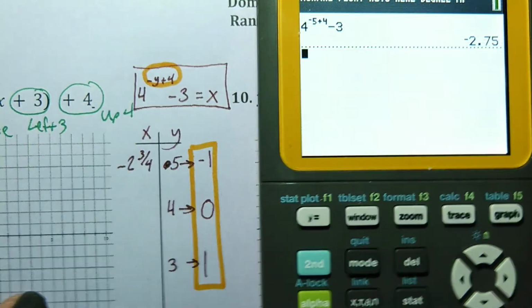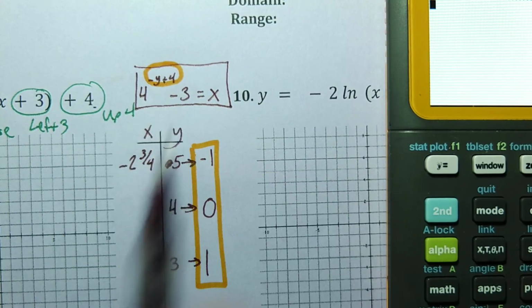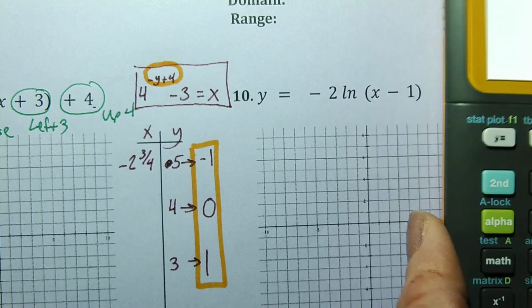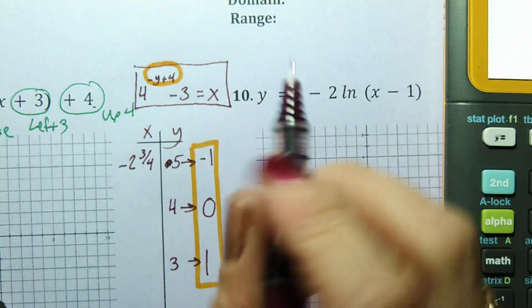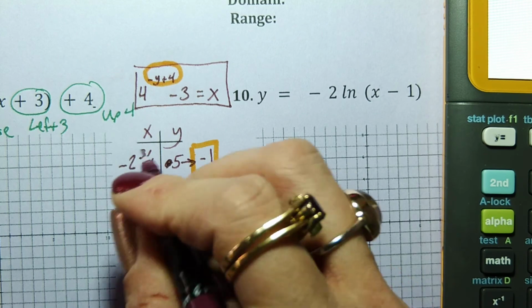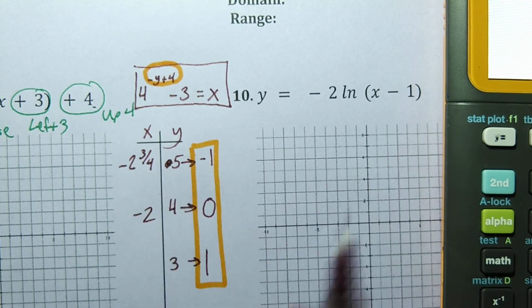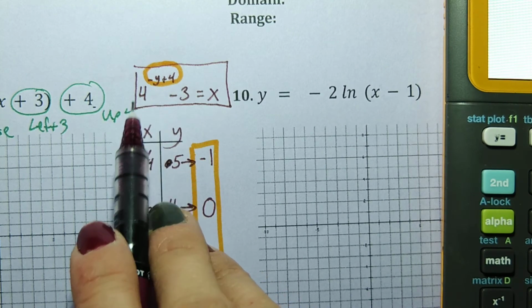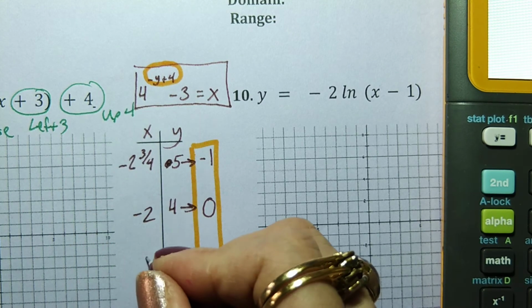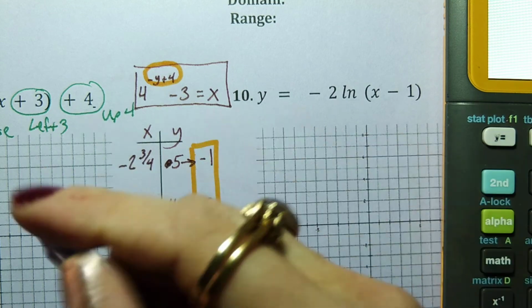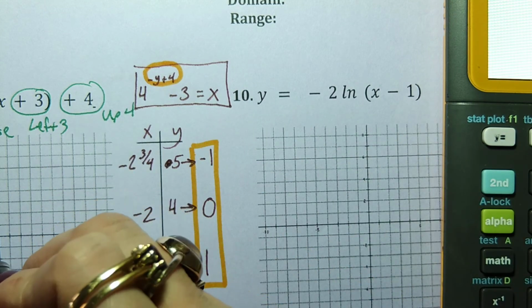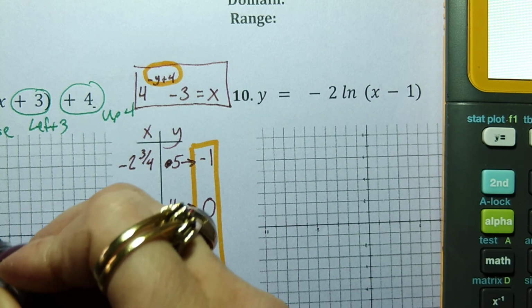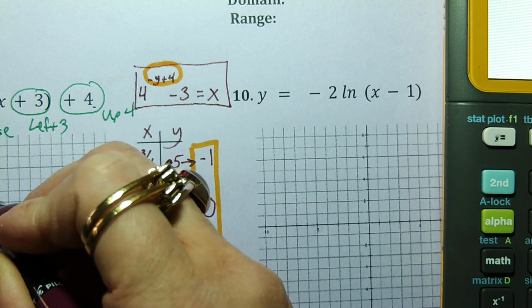Then if we plug in 4, negative 4 plus 4 is 0. 4 to the 0 is 1. 1 minus 3 is negative 2. And then plugging in 3, negative 3 plus 4 is 1. 4 to the first is 4. 4 minus 3 is 1. So we get negative 2 and 3/4, so like here-ish, and then up 5.